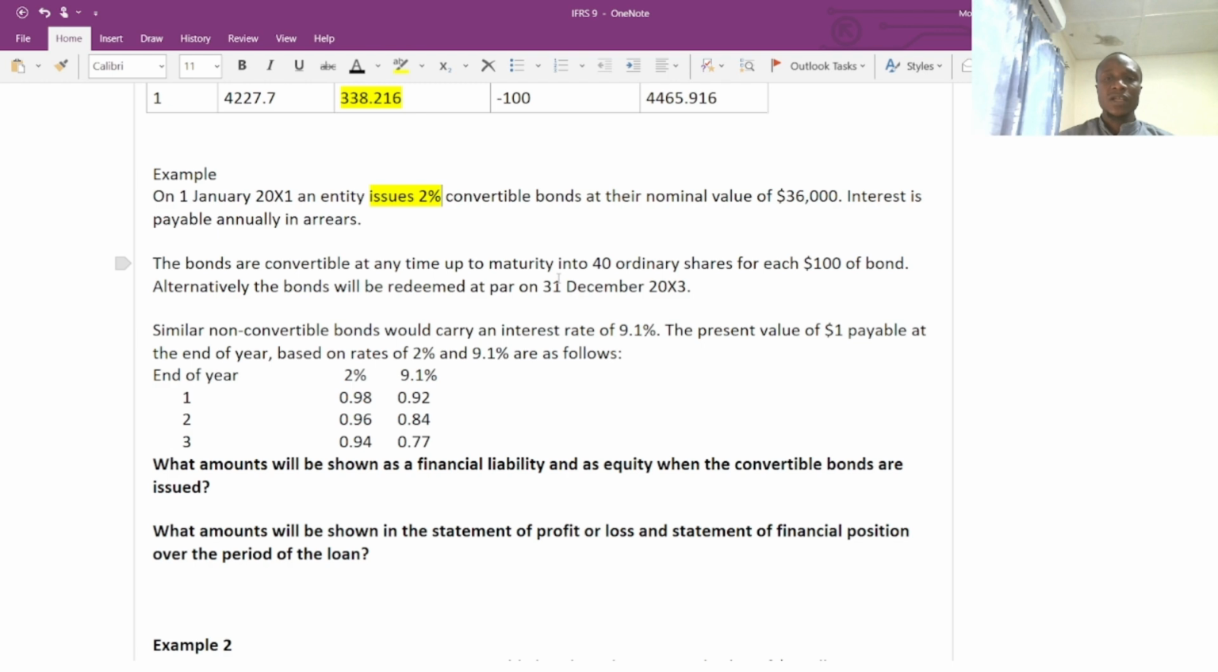A similar loan without the convertible option will carry an interest rate of 9.1%. So this is the market rate. So without the convertible option, this is the rate that we are going to get if we want to secure a loan without the convertible option. The present value of $1 payable at the end of the year, based on the rate of 2% and 9.5%, is as follows. So we are not going to use the discount factor of 2% because we can use the discount factor of the market rate to calculate our present value. Nothing to worry about. So now we are going to calculate our cash flow.